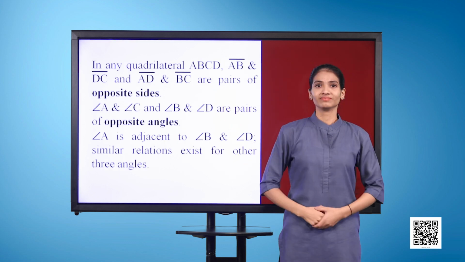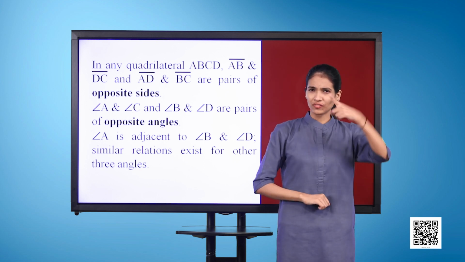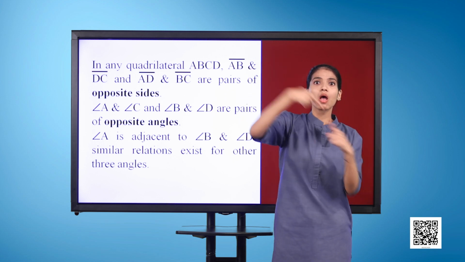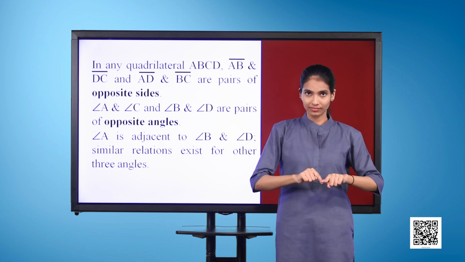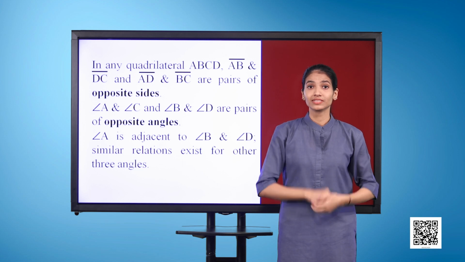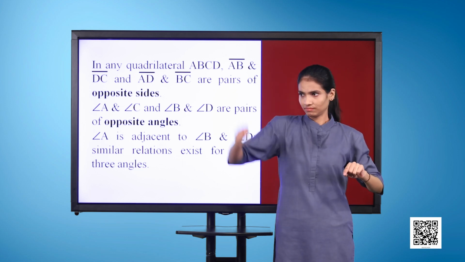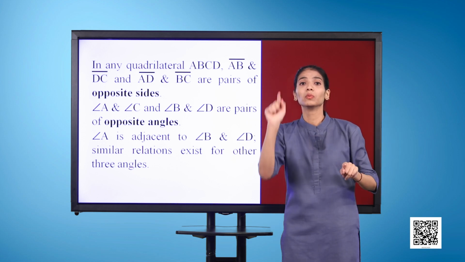In any quadrilateral ABCD, AB and DC, and AD and BC are pairs of opposite sides. Angle A and angle C, and angle B and angle D are pairs of opposite angles. Angle A is adjacent to angle B and angle D. Similar relations exist for the other 3 angles.